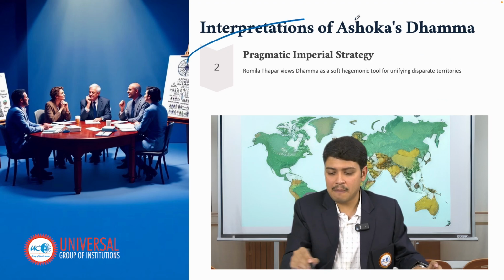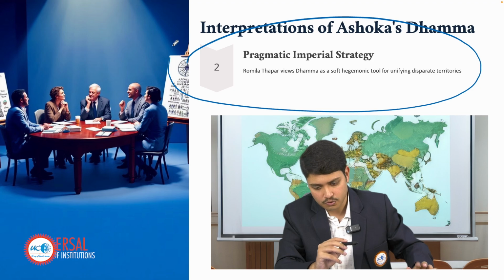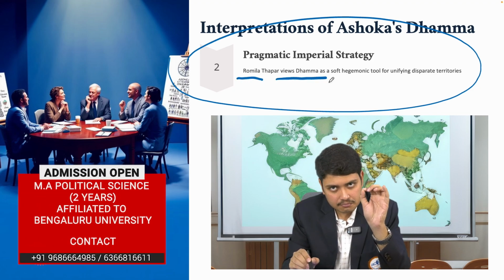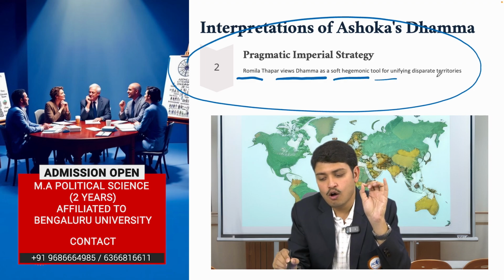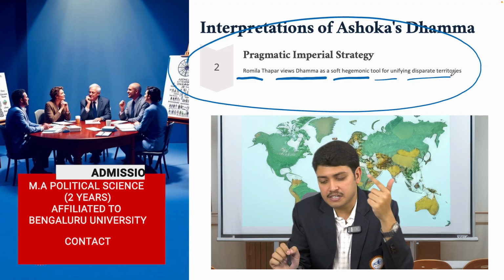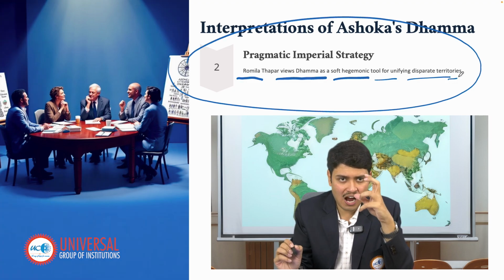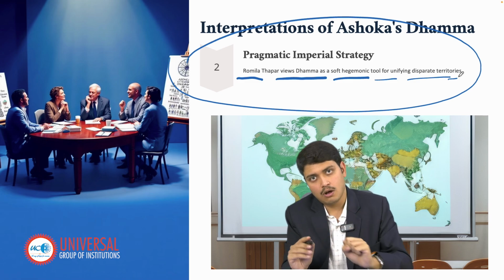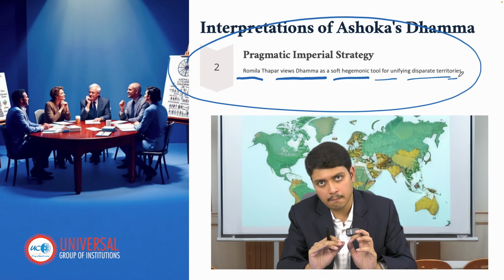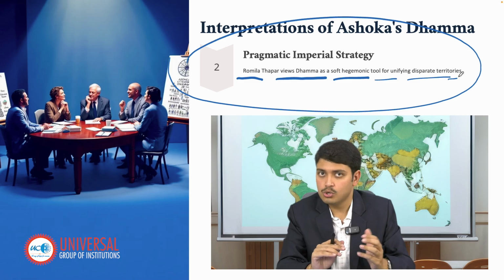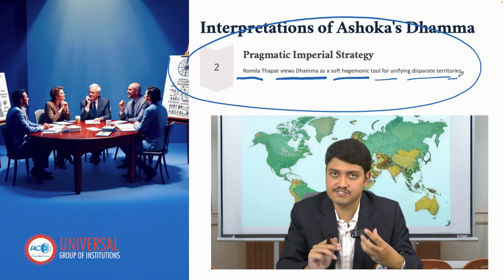Next is the pragmatic imperial strategy. What is that? Romila Thapar views Dhamma as a soft hegemonic tool for unifying disparate territories. As I mentioned, there has to be one ideological instrument to unite the people of such a vast territory, and Dhamma played the role of that instrument very efficiently, to hegemonize the popular beliefs of people.